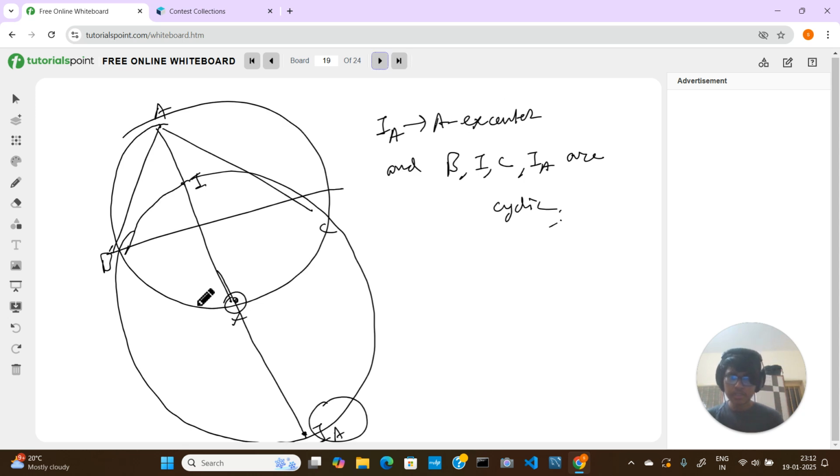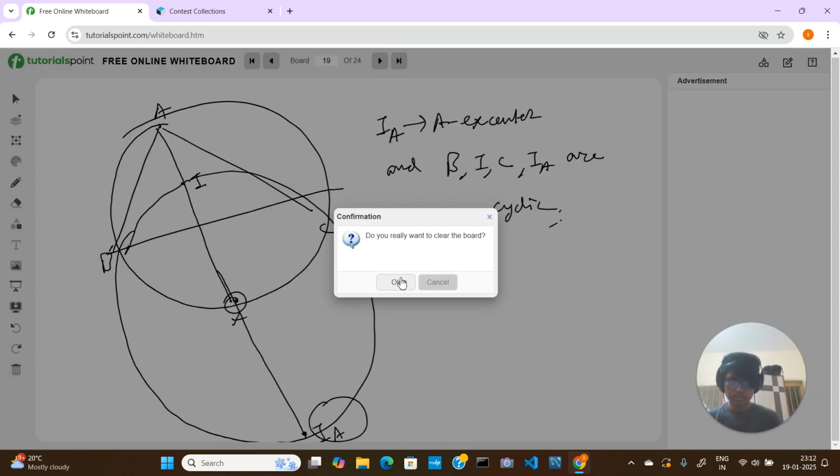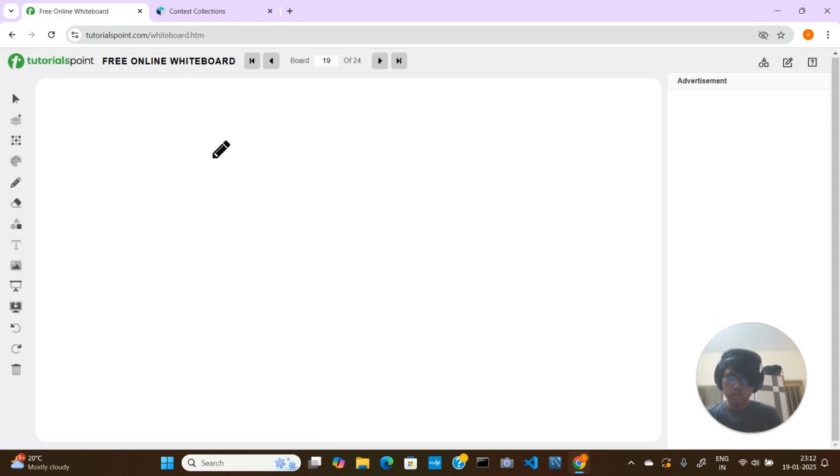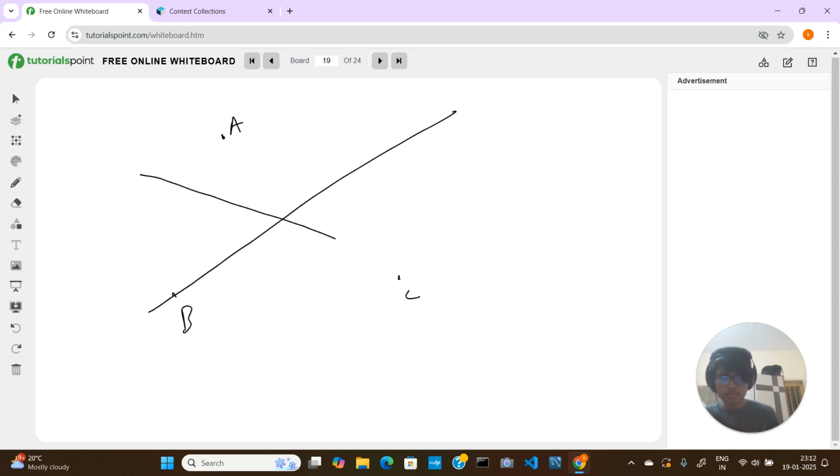Now let's try to think. We have these 3 points A, B, and C. We have these interior bisectors, of angle ABC and angle ACB. They meet at some point I. Now, we want a point Y on this line. Think about this for some time. Pause the video and think about this.